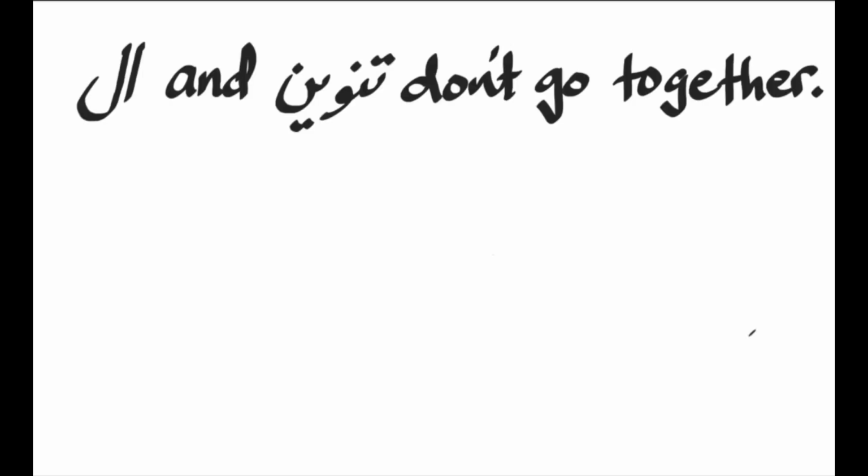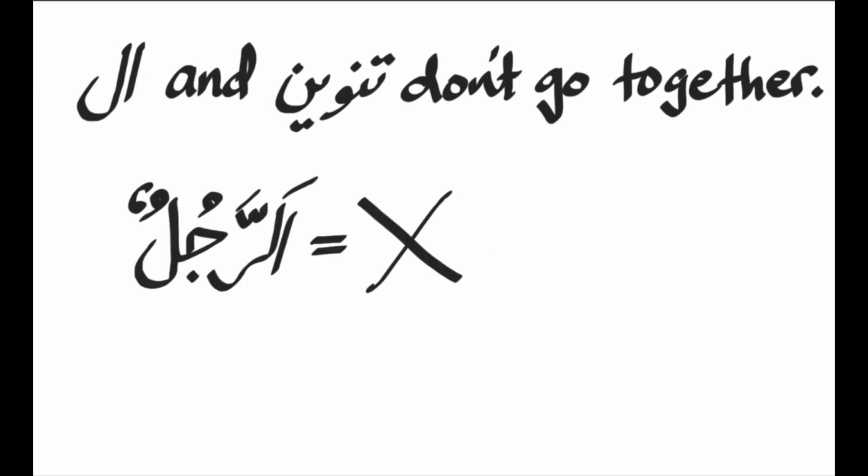Number 2. The second thing you need to keep in mind is that you can never have an alif lam and a tanween at the same time. Meaning that you can't have an alif lam at the beginning of the word and a tanween at the last letter of that word at the same time. You can never say ar-rajulun. It just doesn't work like that. If there is an alif lam, there cannot be any tanween on the same word.